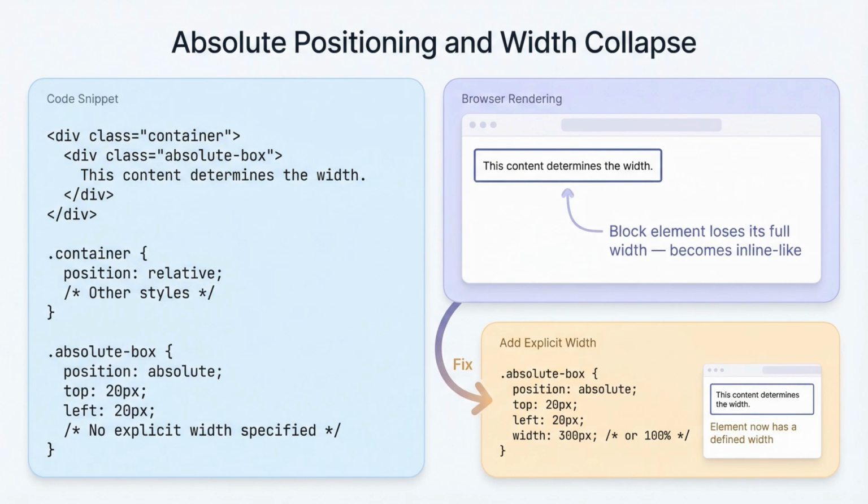There's an important side effect of absolute positioning. The element loses its default block level full width. It shrinks to fit its content, almost like an inline element. So if you apply position absolute, and your element seems to disappear or look broken, you likely need to explicitly set a width on it. This is a very common gotcha for beginners.